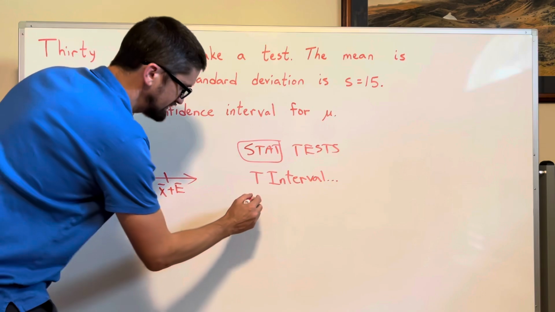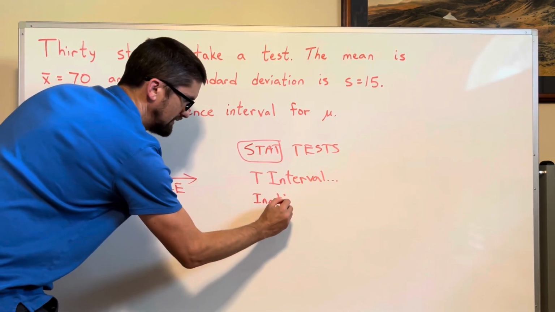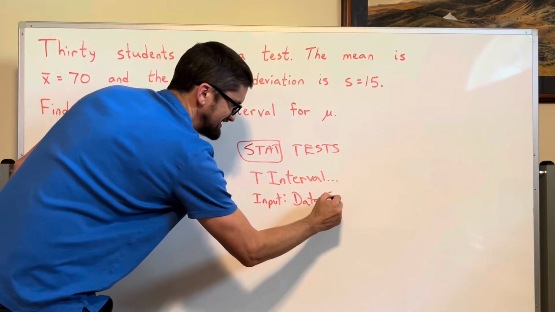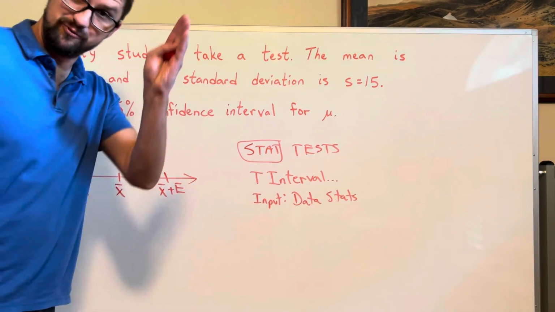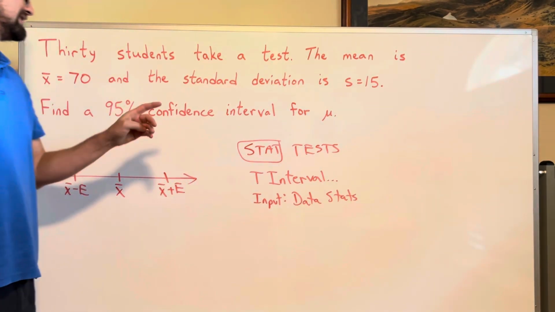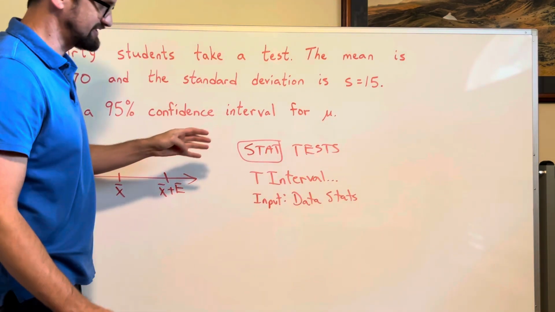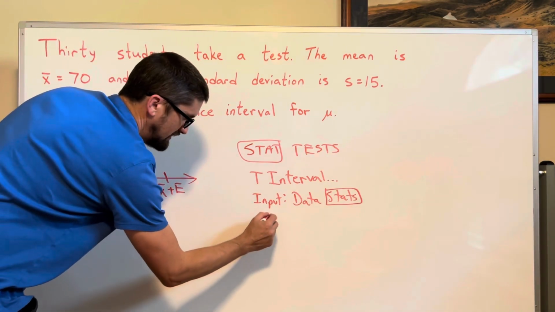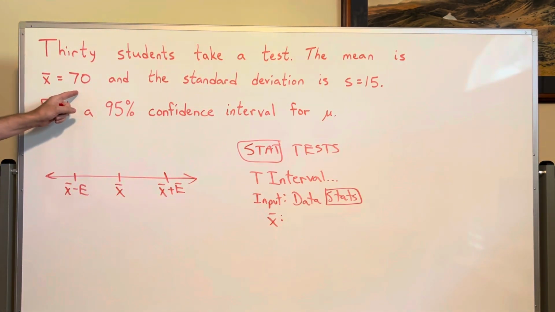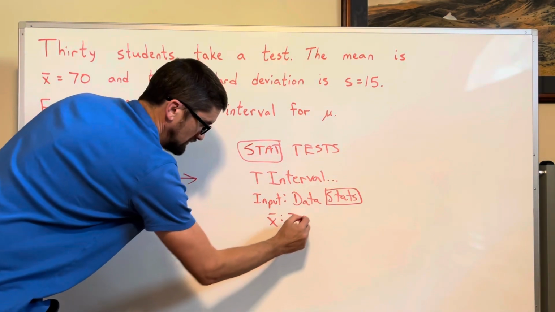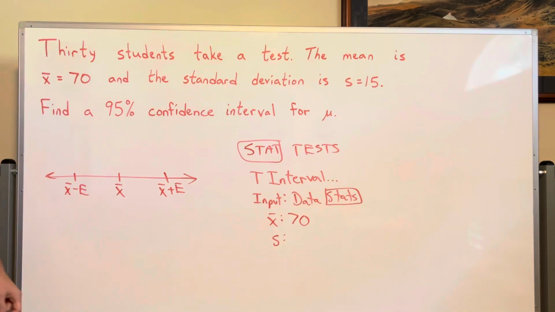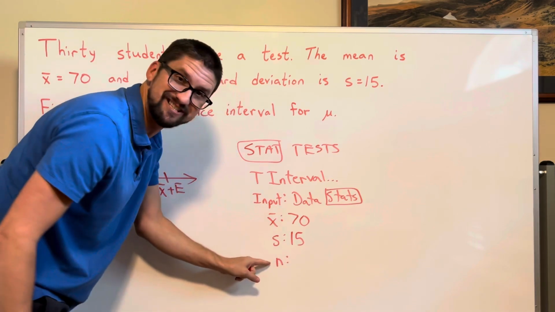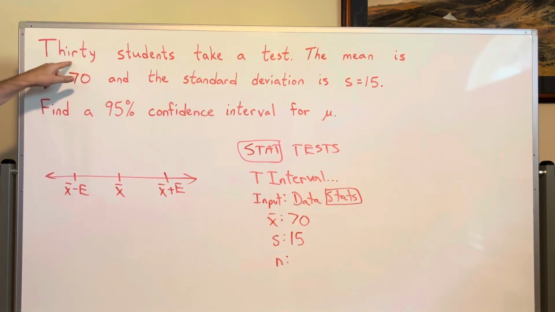It's going to ask for a few things. It wants the input. It's going to ask you, do you have the data or the statistics? The data would be if we had, like, the 30 student test scores. But we don't have that. We have the statistics, so you want to highlight the stats. And then you're going to tell it the sample mean, which is 70. The sample standard deviation, which is 15. The sample size N, which is the 30 students.